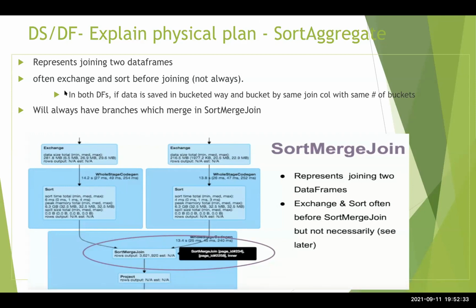So often there is exchange and sort before joining. There is one exception to this; we'll talk about the exception later. It will always have branches which merge in the sort merge join, which is this. One branch is exchange and sort. Some data sets have been moved while joining. Let's say joining based on the city. One data frame's city data is spread over all of the nodes. The other data frame's city data is also spread all over the nodes. So exchange happens, then sorting on the basis of city happens, and then you join those. So that's what sort merge join is.